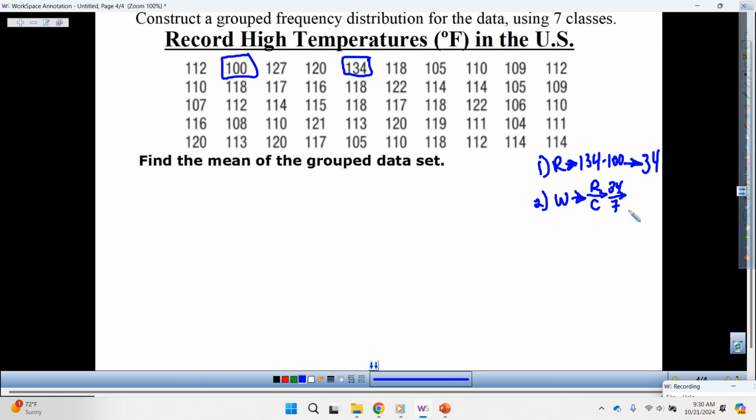Calculators calculate. That gives us what? 4 point what? 4.85. And we always round up to what? 5 for the next number. All right. So let's get our group distribution.